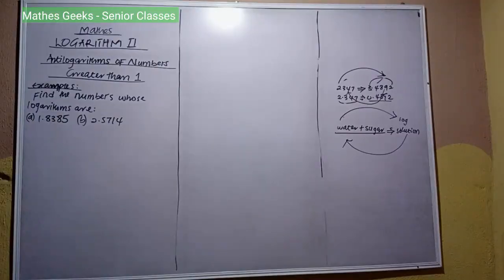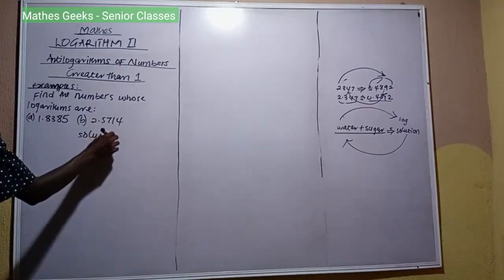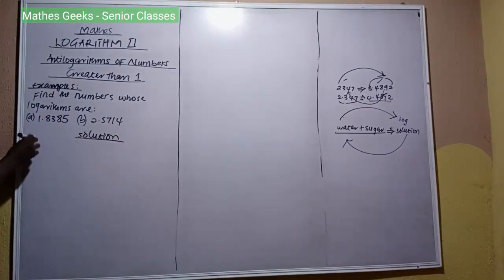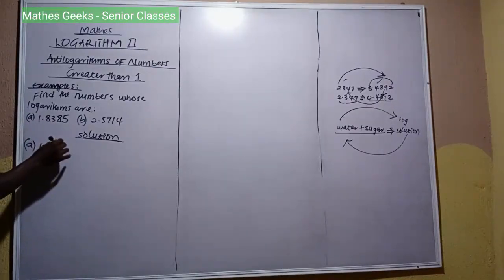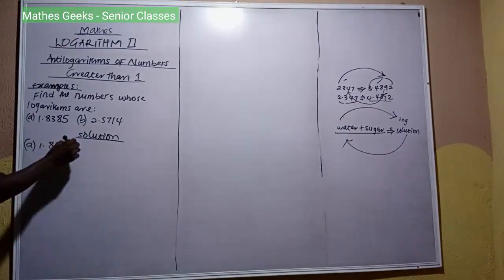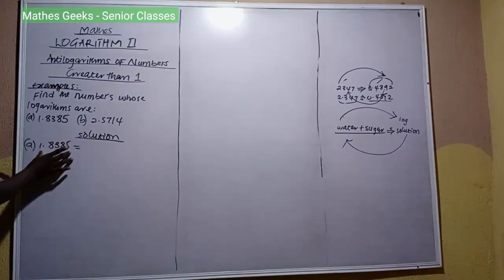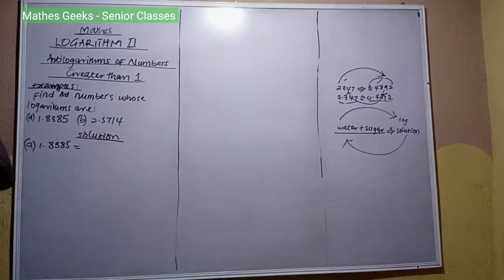So let's take an example. A: find the numbers whose logarithms are 1.8385. When we're looking for the anti-logarithms of numbers, this is the logarithm. So I want to get back to the number that gave us this logarithm. That's what anti-logarithm means. So 1.8385.